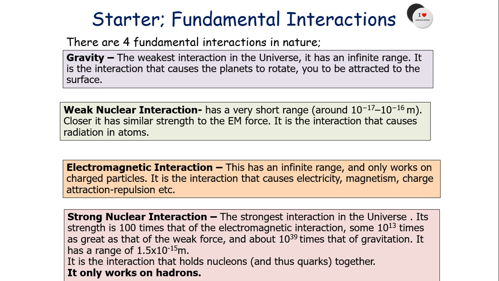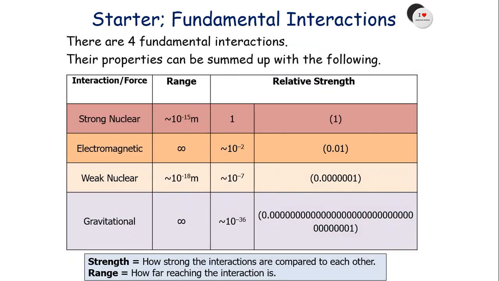Now, hadrons are particles which are made out of quarks. For example, the proton is made out of 3 quarks, so it's a hadron. The neutron is made out of 3 quarks, so it's a hadron. So anything which is made out of quarks, which is a smaller particle than what you covered at GCSE, is affected by this strong nuclear interaction.